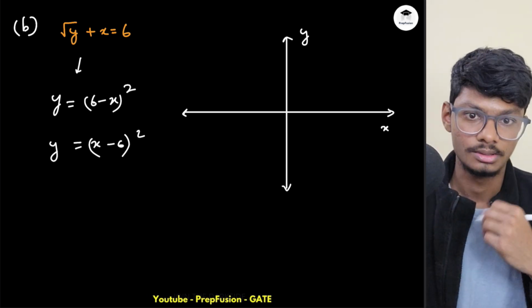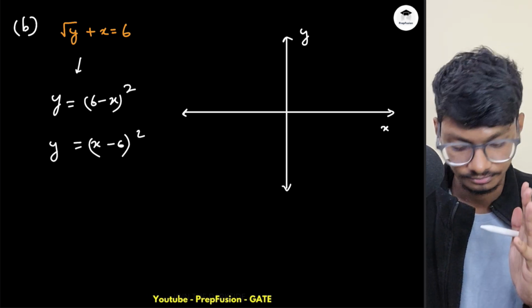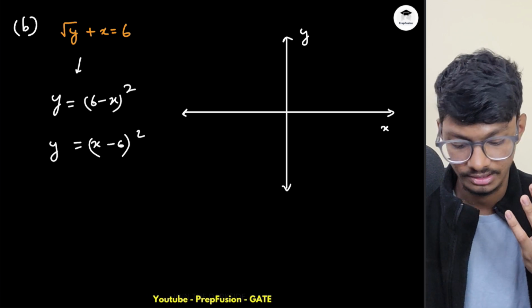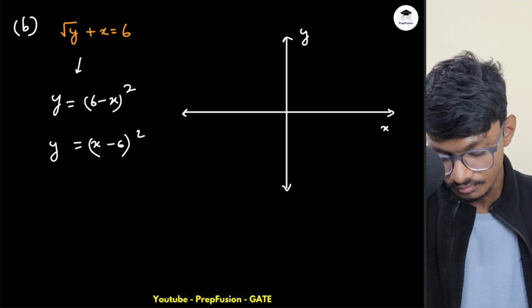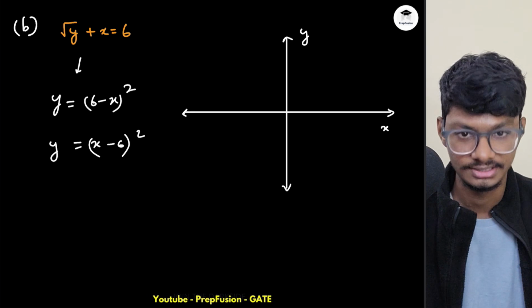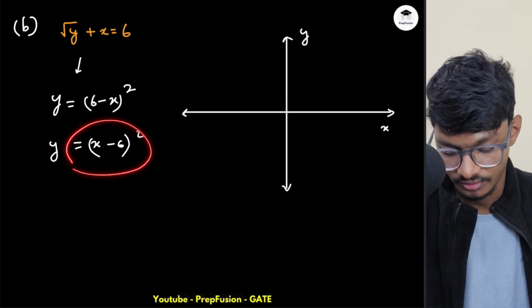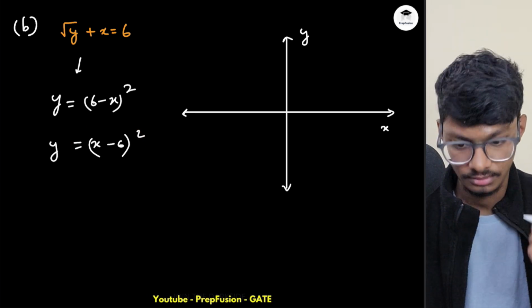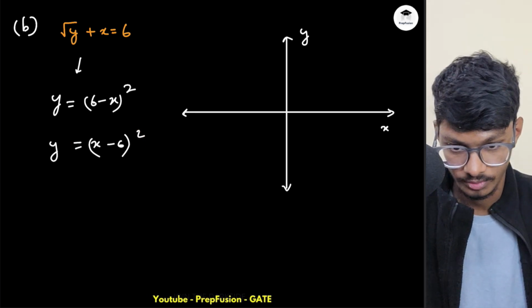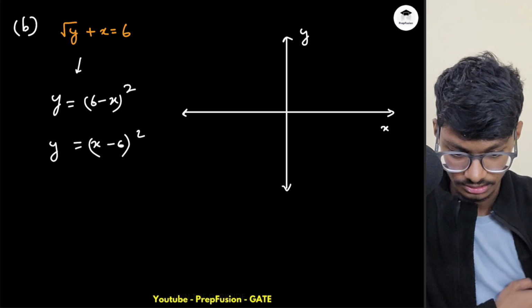Now we know the shape that we get is parabolic. So where is the y-intercept this time? The y-intercept is again when my x is 0. If I put x equal to 0, it will be 36 plus 36. So my y-intercept is plus 36.